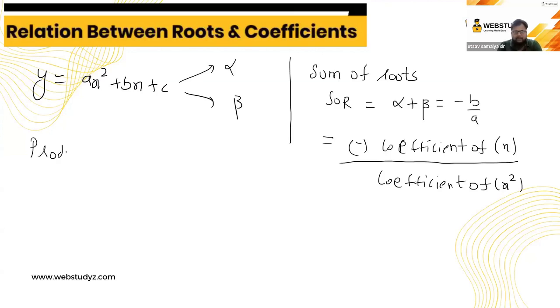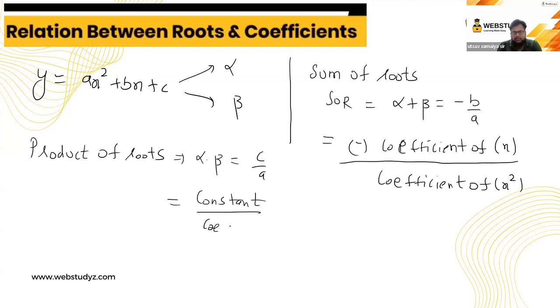Likewise, we have product of roots, that is called alpha into beta, and that is c by a. That is constant upon coefficient of x squared.